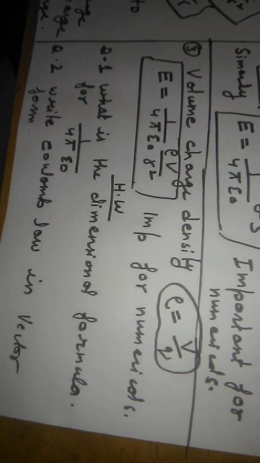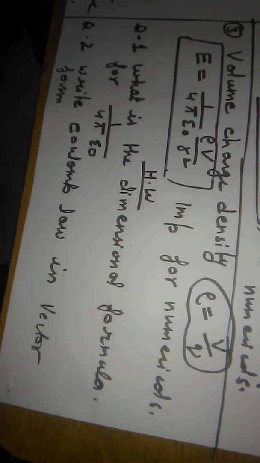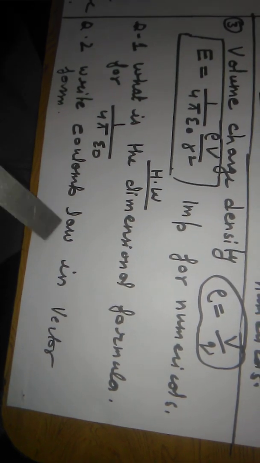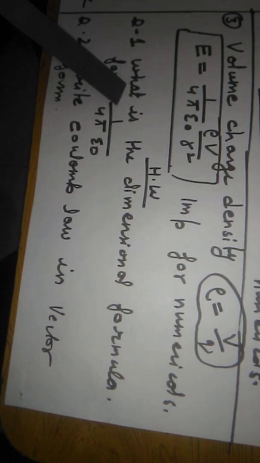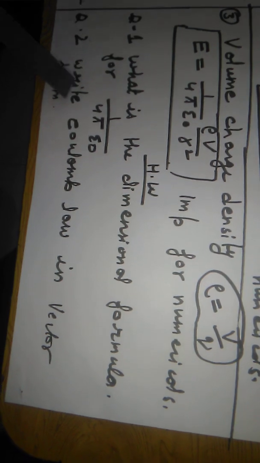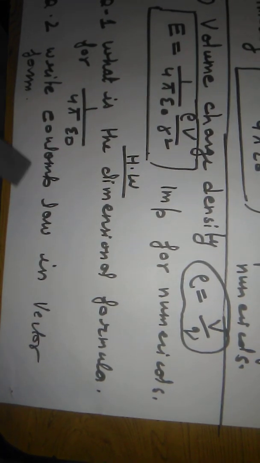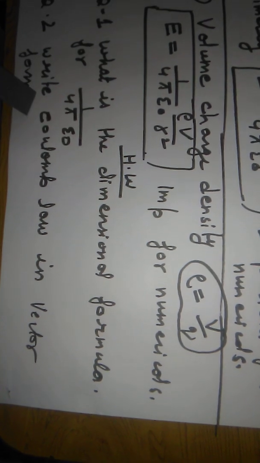Now coming to the homework part, the question answers. I have set two questions. First question: what is the dimension formula of 1 upon 4 pi epsilon 0? You have to find out the dimension of this. And second, write Coulomb's law in vector form. These are small questions, so no need of describing them; only find the dimension and write down Coulomb's law in vector form.